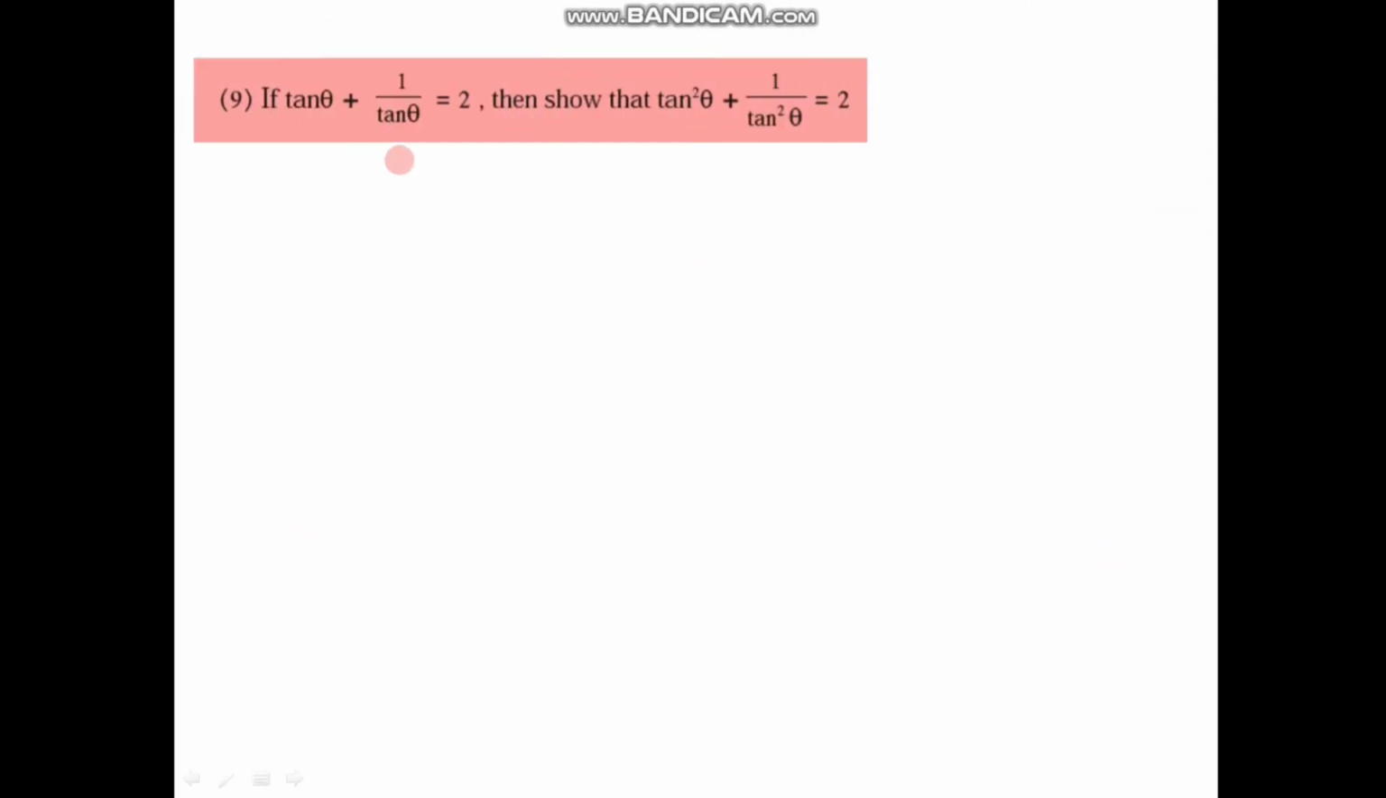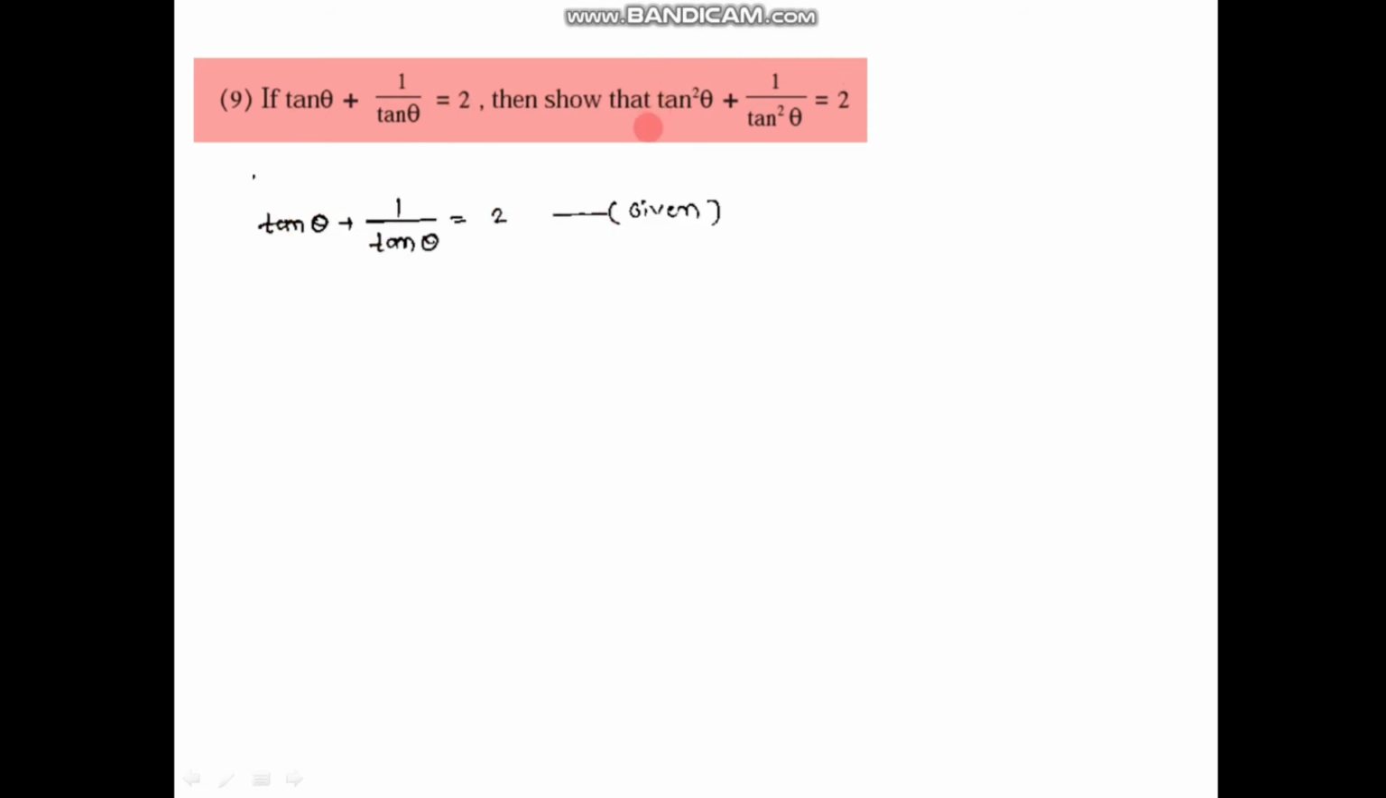Let us have the next question. If tan theta plus 1 by tan theta is equal to 2, then show that tan square theta plus 1 by tan square theta is equal to 2. Now here we have to start with the given. So firstly, the first equation is given, tan theta plus 1 by tan theta is equal to 2. So we'll start with that one.